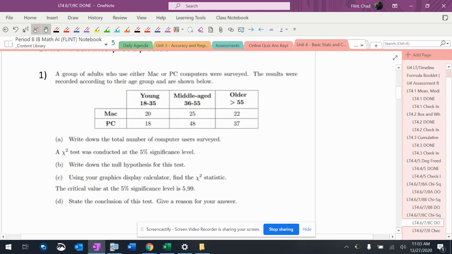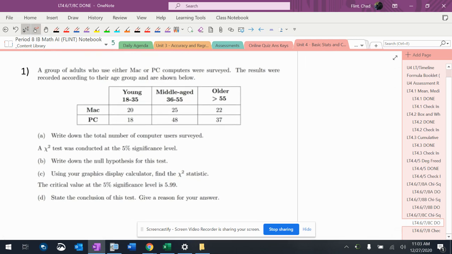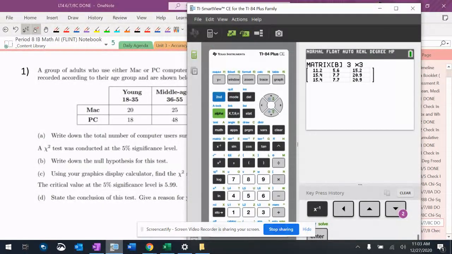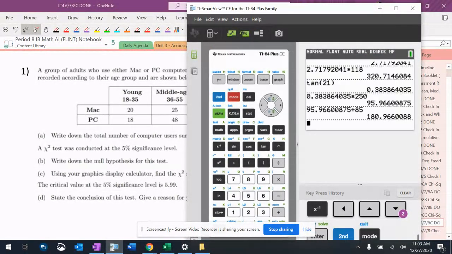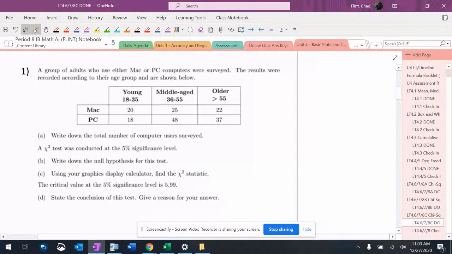Okay, so we're first looking at an IB level question here, and I'm going to go through and talk about what I would do. So I can see it's a chi-squared test, so I'm going to need the totals for everything. I'm going to add them onto here. So the total for the first row is 20, 25, and 22.